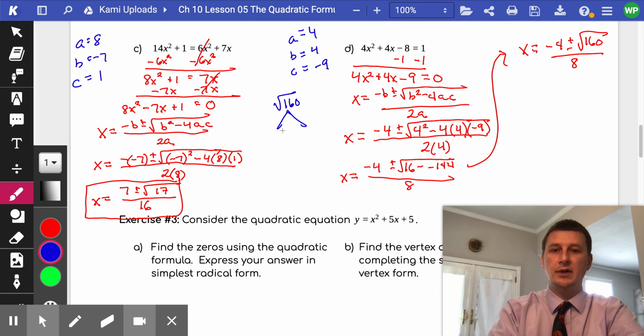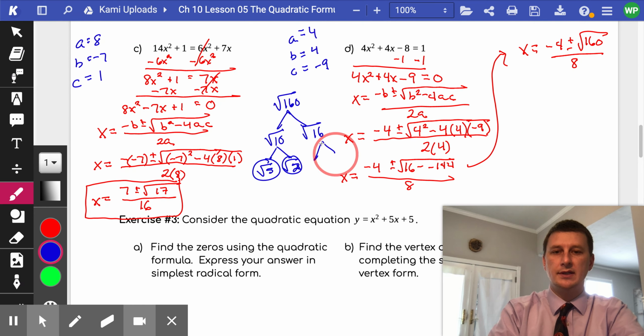So two numbers that multiply to 160, many different combinations, but I'm going to choose 10 and 16. 10 will simplify to 5 times 2, so I'll circle both of those because they're both prime numbers. 16 will be 8 times 2, and 8 will be 4 times 2, and 4 will be 2 times 2.